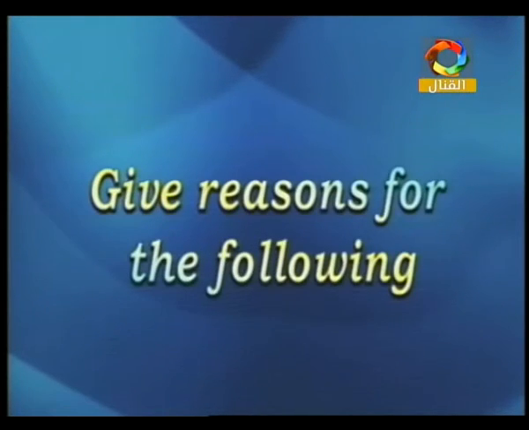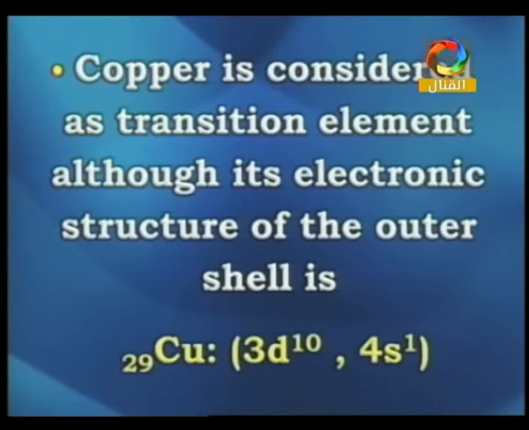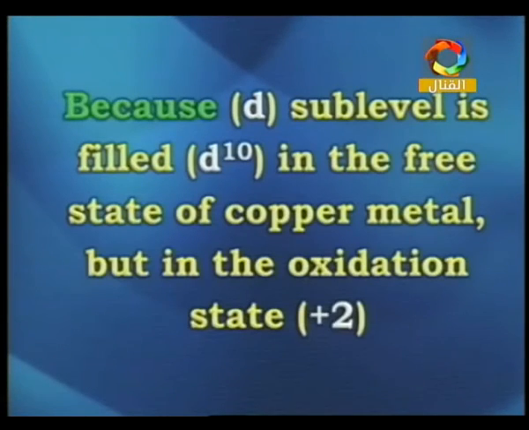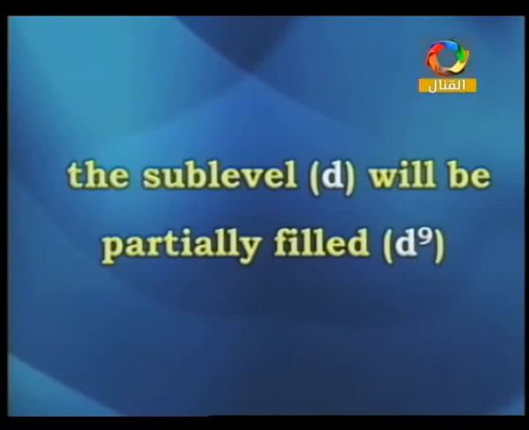Next type of question, give reason for. Copper is considered a transition element, though its electronic structure of the outer shell is Cu 3d10-4s1. Because the sublevel is filled in the free state of copper metal, but in the oxidation state +2, the sublevel d will be partially filled, d9.